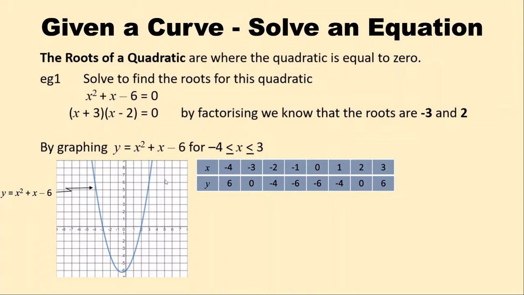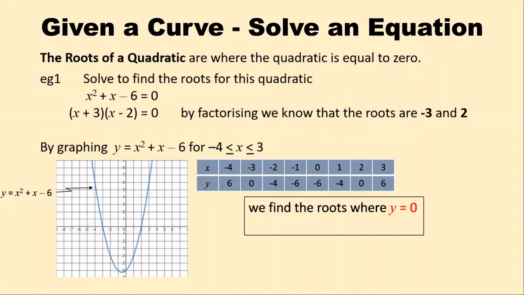And I can find the roots just directly from this graph by remembering that the roots are where the quadratic is equal to 0. So that's where y is going to be equal to 0, because if you look at the graph, I graphed the curve y equals x squared plus x minus 6. Well, I want to solve the equation 0 equals x squared plus x minus 6. So I'm replacing that y with a 0. I'm assuming that y is equal to 0 at the solutions, so I can find that on my graph.